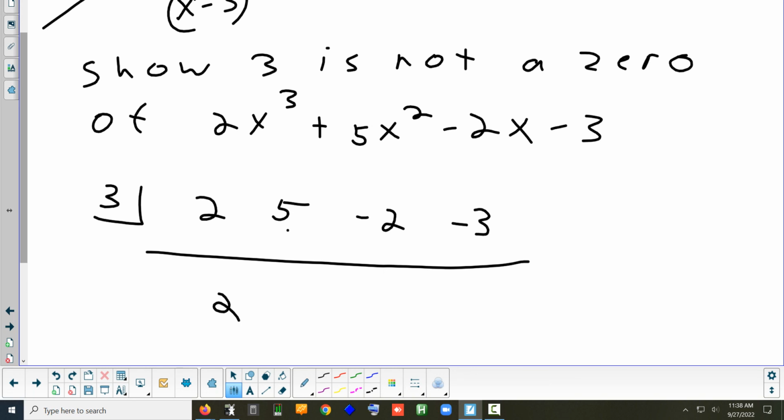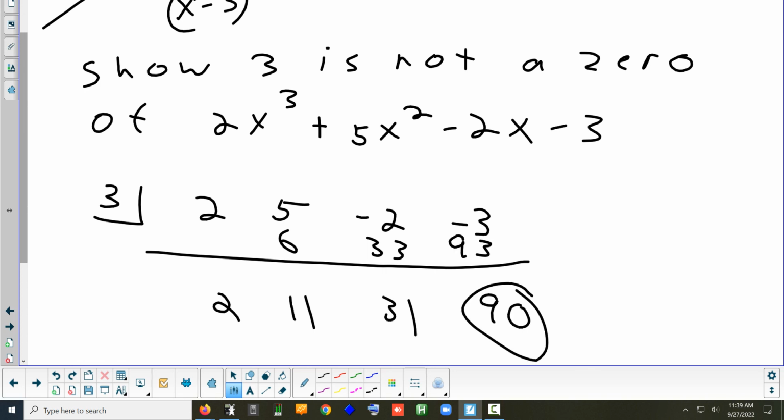Go through the synthetic division. Bring down the 2. 3 times 2 is 6. 5 plus 6 is 11. 3 times 11 is 33. 33 minus 2 is 31. 3 times 31 is 93. And 93 minus 3 is 90, your remainder is 90, which means it does not divide in evenly. So 3 is not a root.